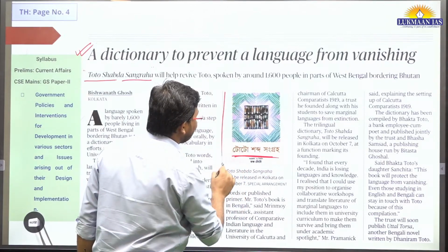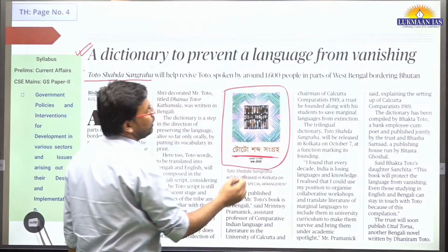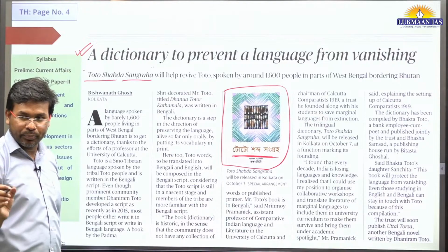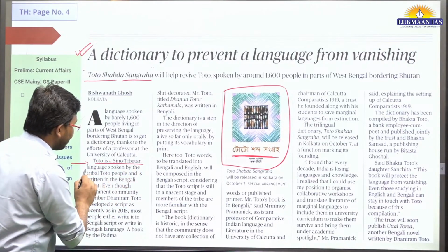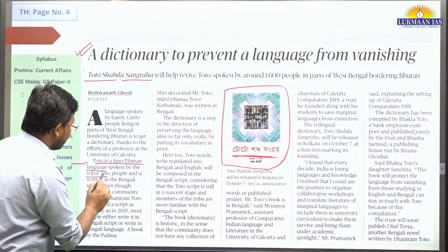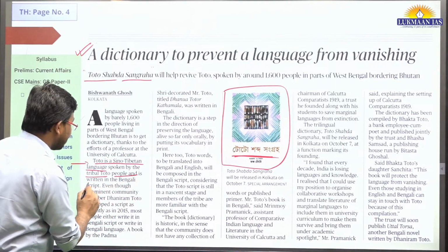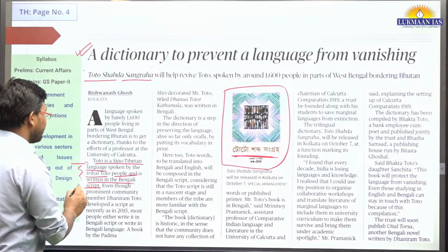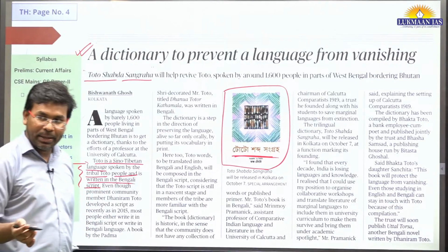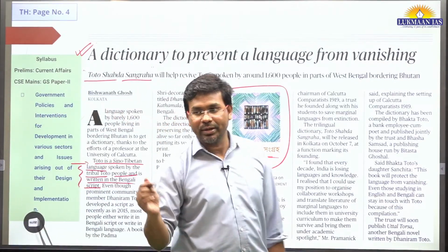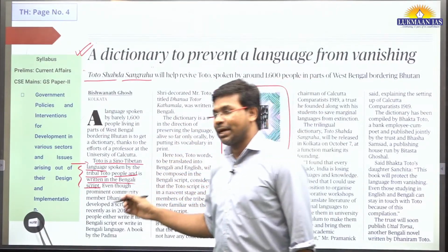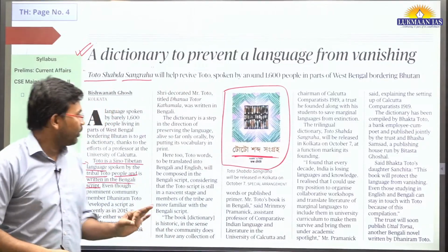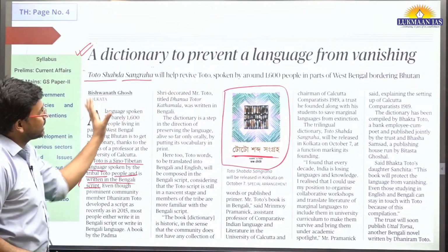It's a kind of dictionary, and this dictionary is to preserve the language Toto. The name of the language is Toto. Toto is a Sino-Tibetan language, spoken by the Toto people, and is written in the Bengali script. To preserve this language they have created a dictionary, so this dictionary is helpful.